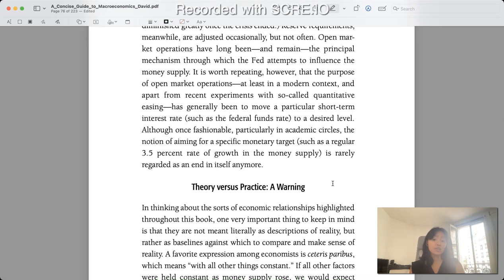Although once fashionable, particularly in academic circles, the notion of aiming for a specific monetary target, such as a regular 3.5% rate of growth in the money supply, is no longer really regarded as an end in itself.